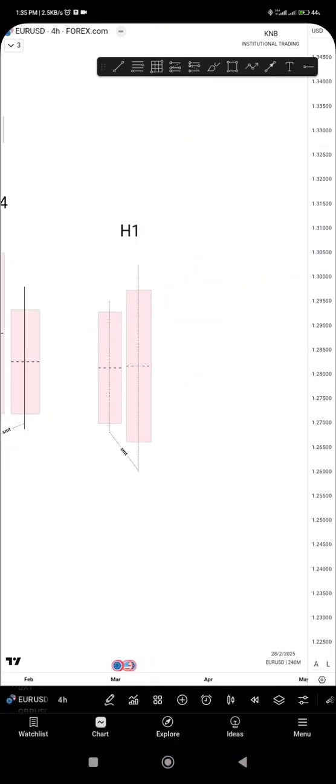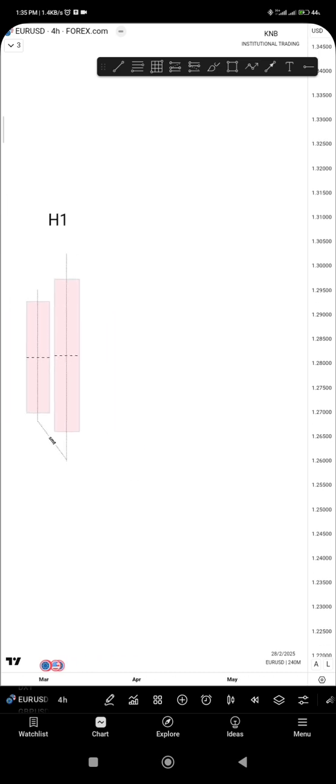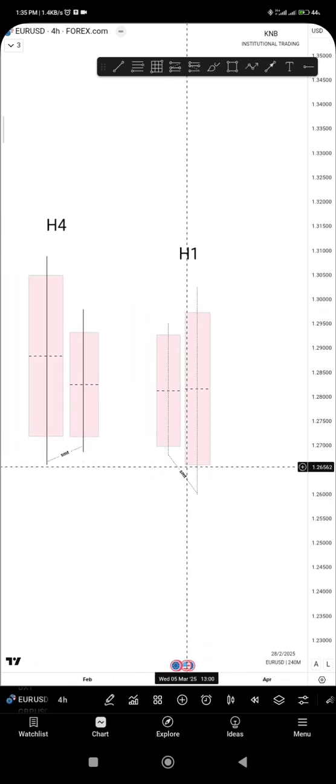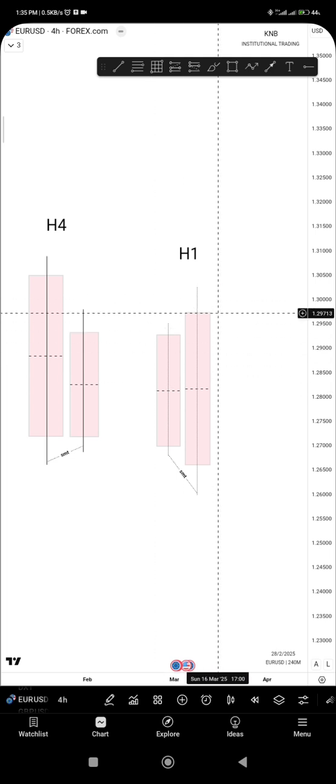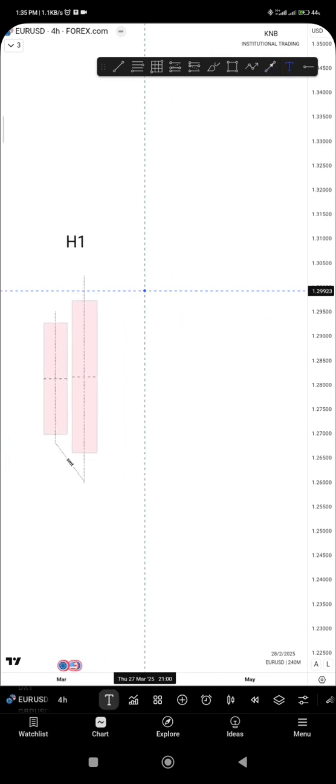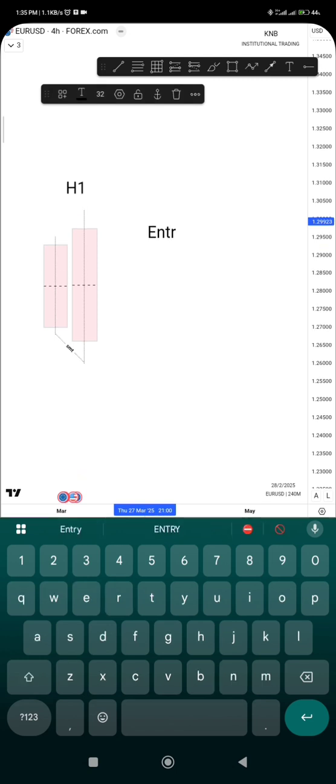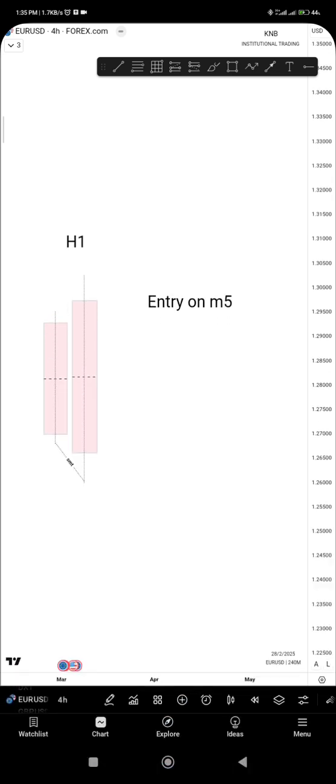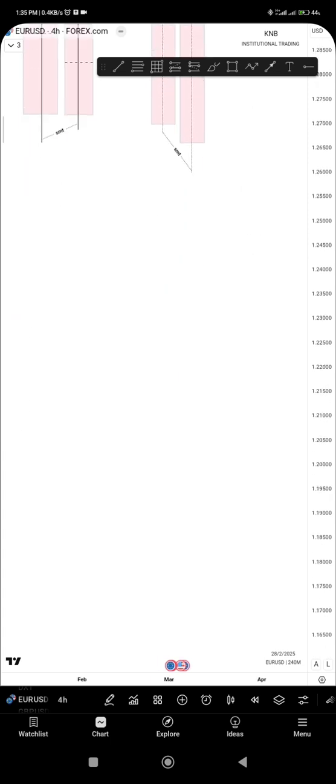Then I take my entry on the aligned time frame of the second divergence. That's the H1 time frame, so the aligned time frame is the M5. Okay, entry on M5. I'm emphasizing this entry on M5, so that somebody will not come and send me a message and say, can I take entry on M1? Please use aligned time frames. Thank you. Good. Now let's get into the chart.